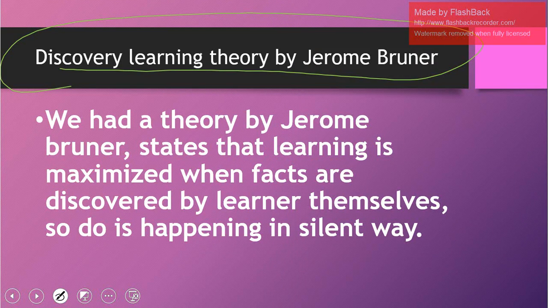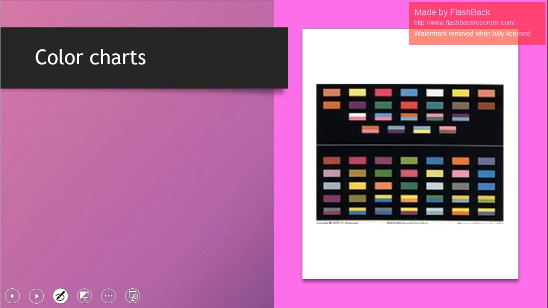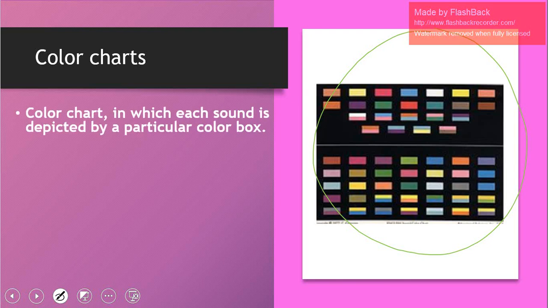I told you that the teacher is going to stay silent as much as possible. So how are pronunciations and sounds going to be taught to students? We have the color charts. What are the color charts? You can see here there are multiple colors, right? What are these colors for? A color chart in which each sound is depicted by a particular color box.